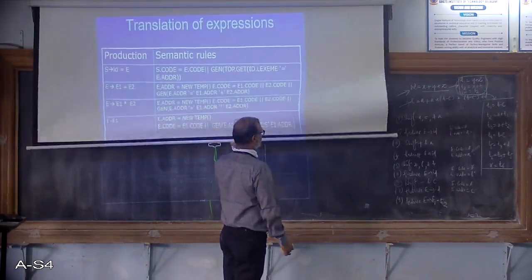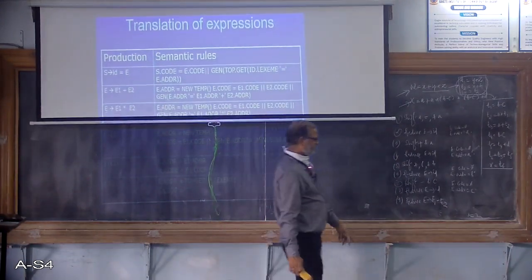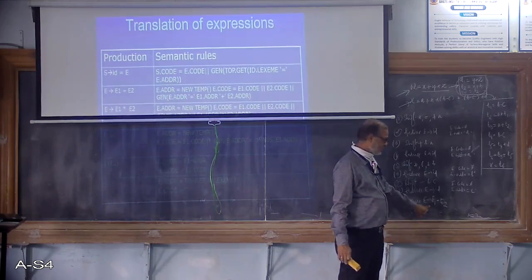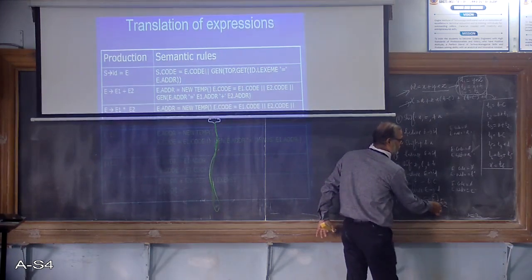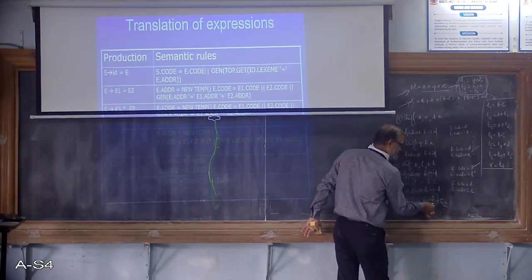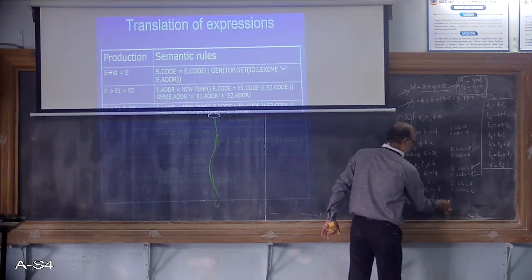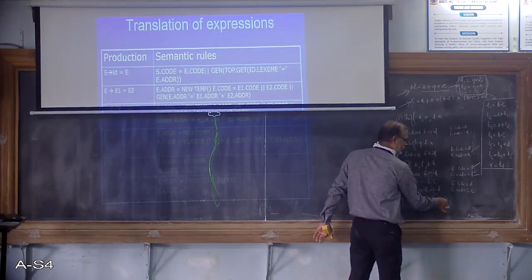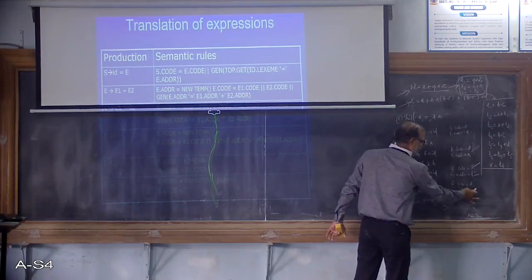E derives E1 minus E2 is the production that is used for reduction. Just before the reduction, I have E1.code which is null, E1.address which is B, and for this grammar symbol, E2.code which is null, and E2.address which is C.